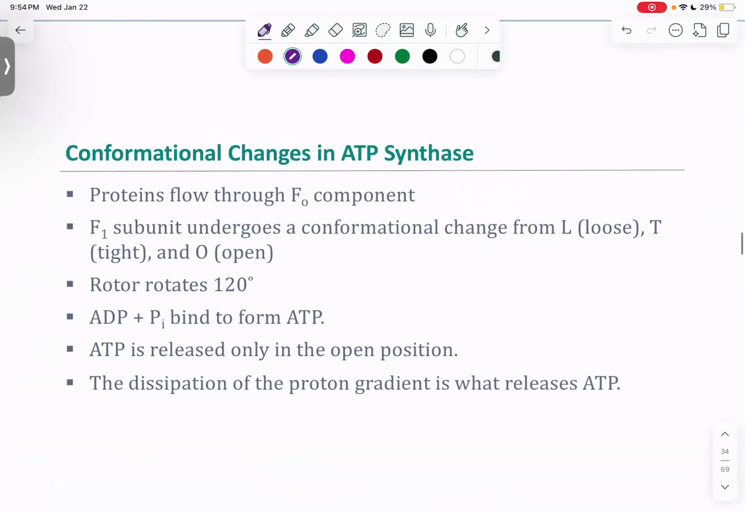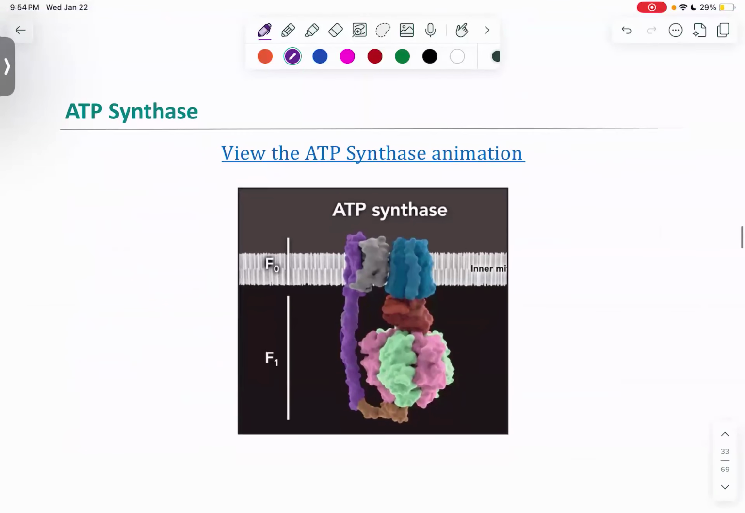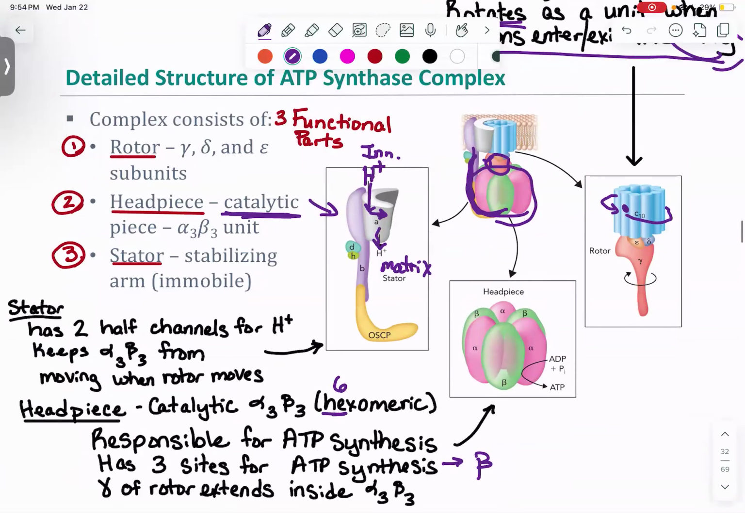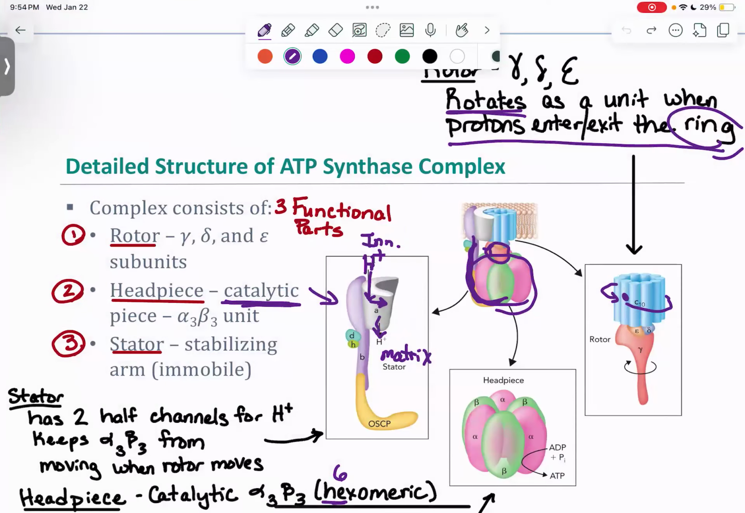Okay, so now I'm assuming that you have watched that ATP synthase video. Now we're going to talk about the conformational changes that happen in the ATP synthase complex. We know that the protons are going to be in that inner membrane space, and they're going to need to flow through the F naught component. So they're going to have to go through those half channels. In the video, it's the gray one there, but it's also gray here.